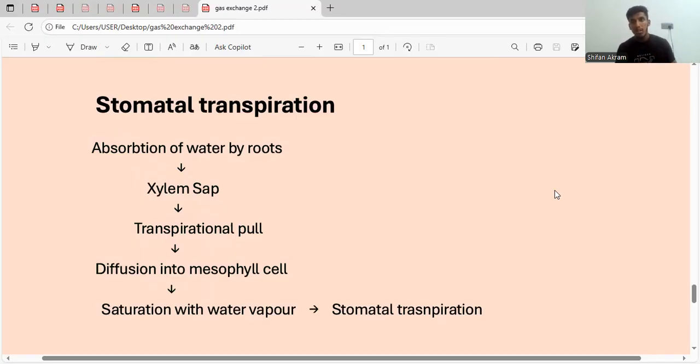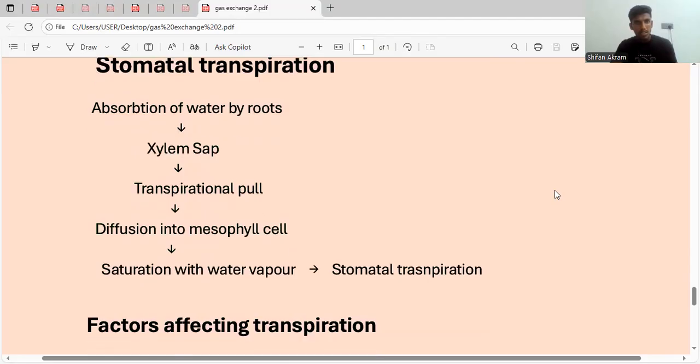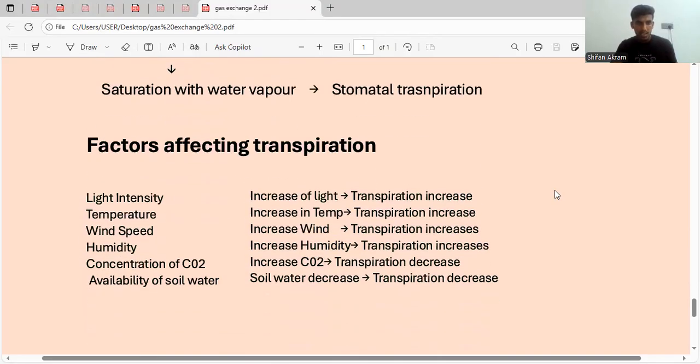So that's it about stomatal transpiration. That is the whole process of how transpiration occurs. And now let's go through the factors affecting transpiration. We have 6 factors that affect the rate of transpiration.